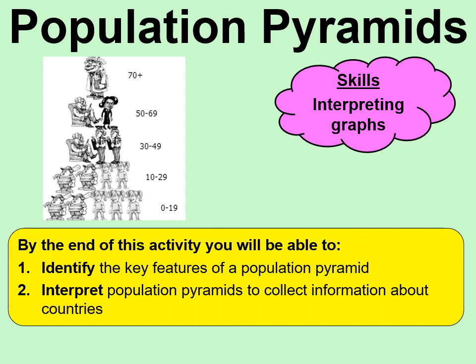Well done. That is the end of this activity on population pyramids. If we reflect back, you should now be able to identify the key features of a population pyramid. You should be able to identify the males, the females, the ages, and you should be able to know about the birth rate and a death rate in the country. And then you should have been able to interpret population pyramids to collect information about countries.